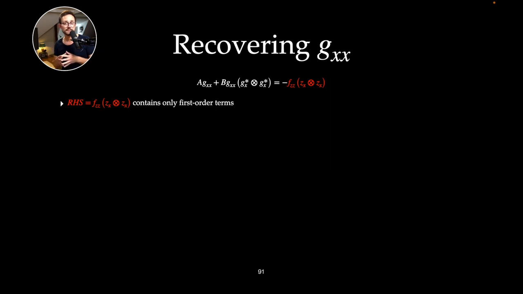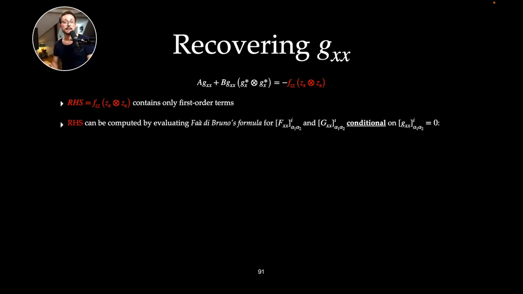And here I want to motivate that the right-hand side, first of all, contains only lower order terms, so they are readily available. And the right-hand side, this is a very important insight, is actually Faà di Bruno's formula for fxx and gxx, conditional on the one thing that I don't have, gxx. So when I start to compute gxx, I don't have it yet, but the right-hand side is exactly Faà di Bruno's formula, conditional on gxx being zero.